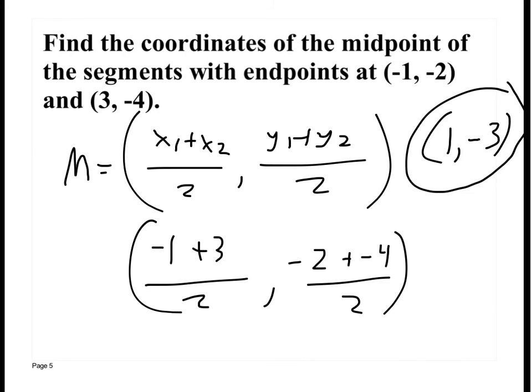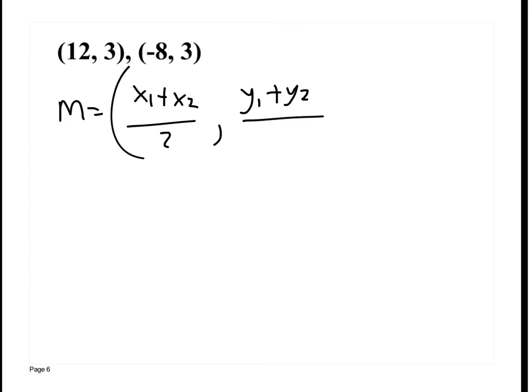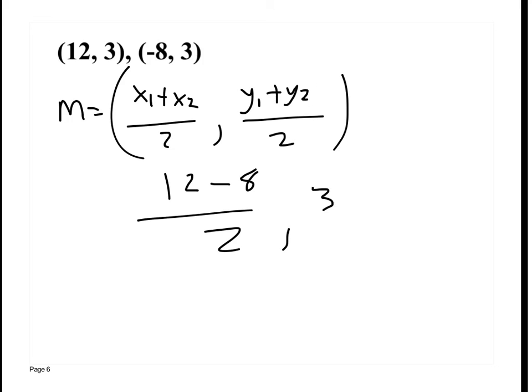Any questions? We have 12, 3 and negative 8, 3. We need to find the midpoint in between those. So the midpoint formula is x1 plus x2 over 2 and y1 plus y2 over 2. So 12 minus 8 over 2 and 3 plus 3 over 2.